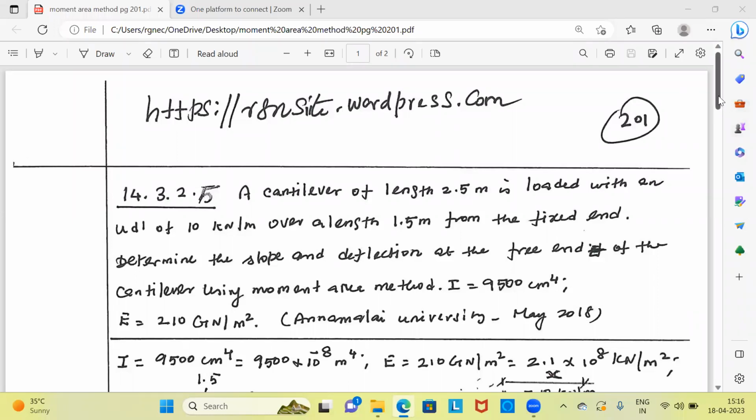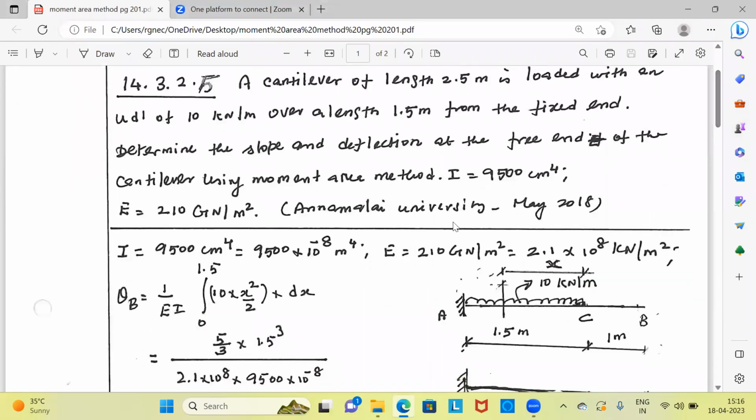Hello friends, now we will see one university question on calculation of deflection by Mohr's moment area method. This is for Annamalai University for the year May 2018. It is a cantilever beam of length 2.5 meters.